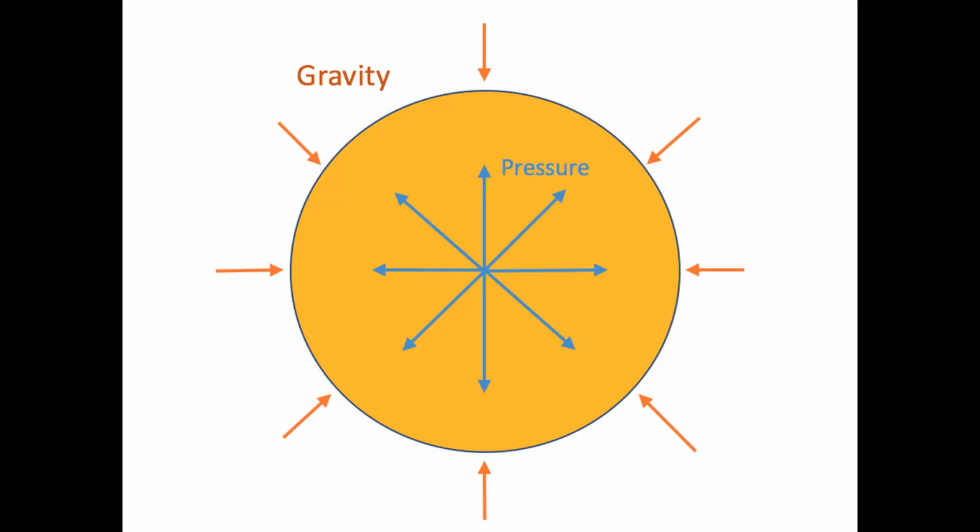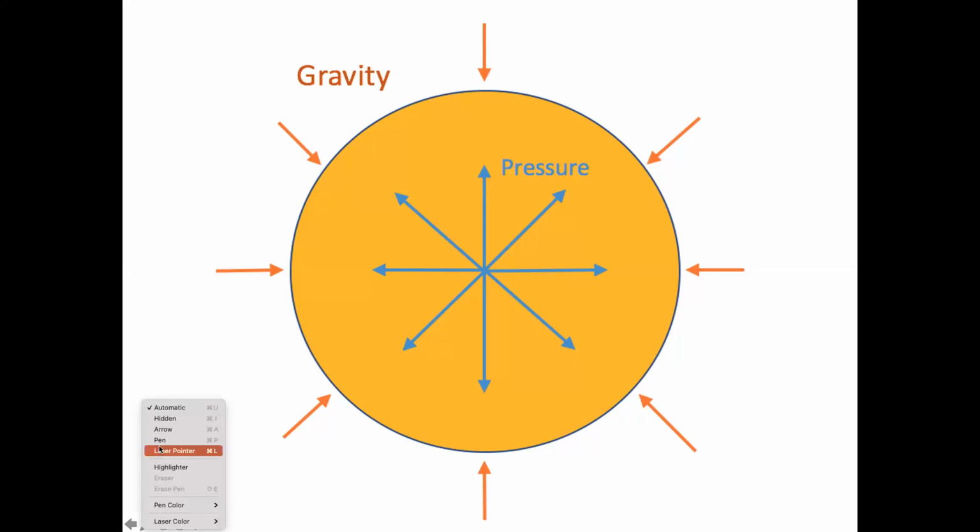Right, basically, if either one of these were to increase, if gravity were to get stronger or the pressure were to get bigger, the star would correct itself, right? It's like there are built-in feedback mechanisms to keep the star stable. And I will elaborate on that.